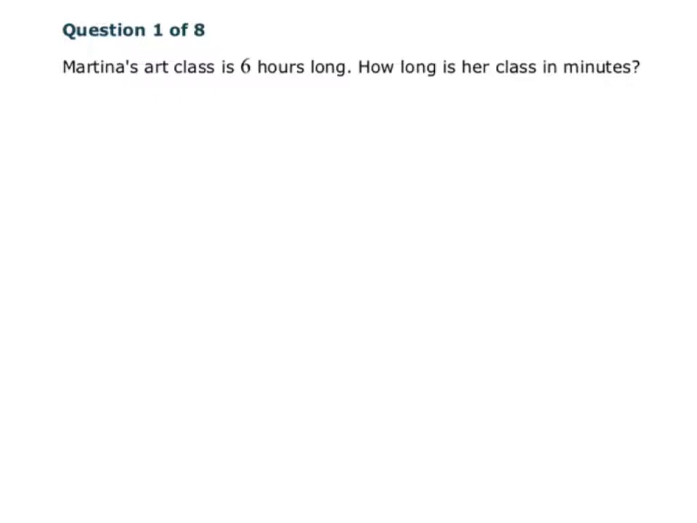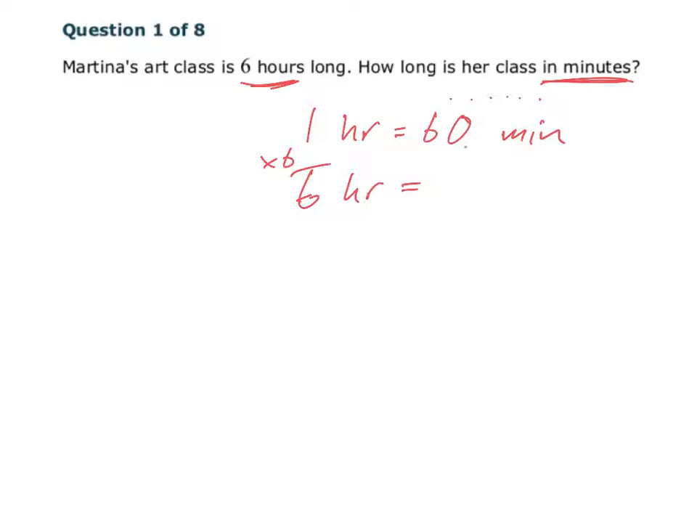Martina's art class is 6 hours long. How long is her class in minutes? Okay, so if it's 6 hours long, and we're going to convert it to minutes, we know that 1 hour is 60 minutes. So we could do repeated addition, 60 plus 60 plus 60 plus 60 plus 60 plus 60. I am going to use multiplication. It is faster than repeated addition. So 60 times 6 equals 360 minutes.